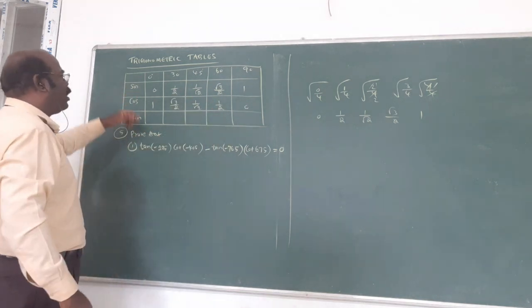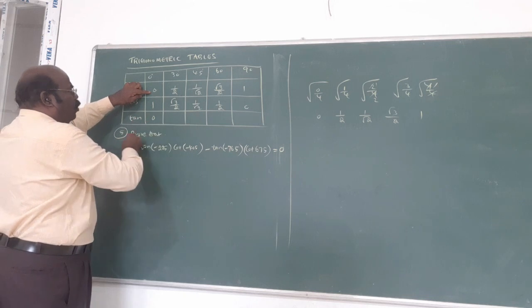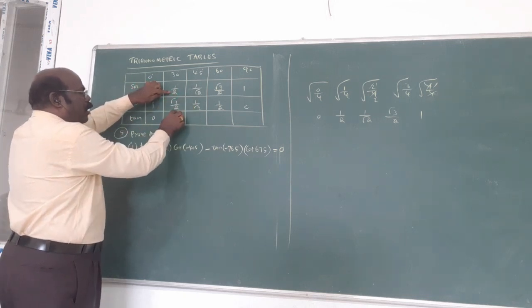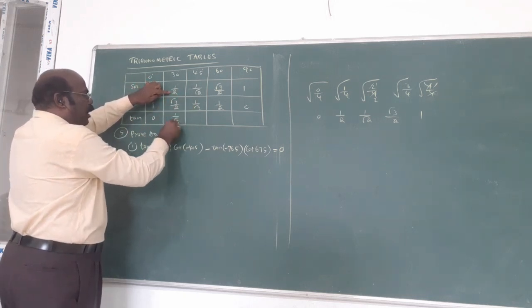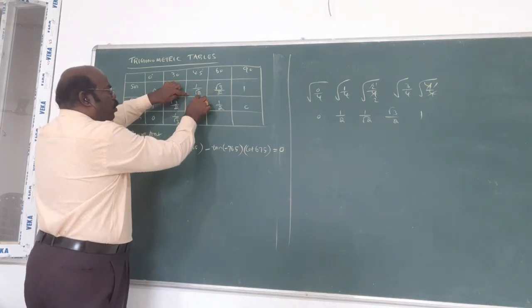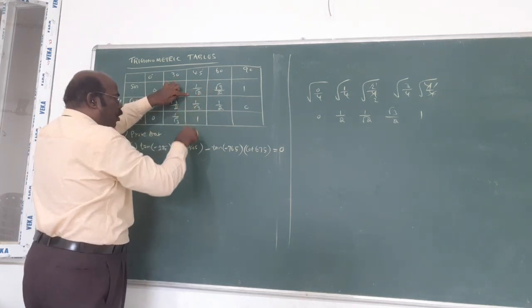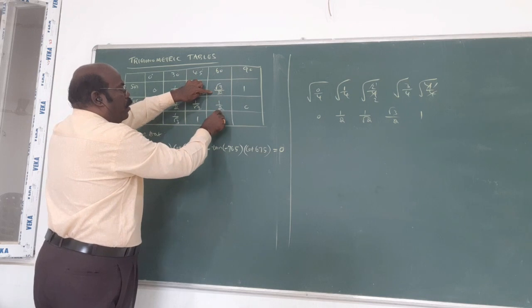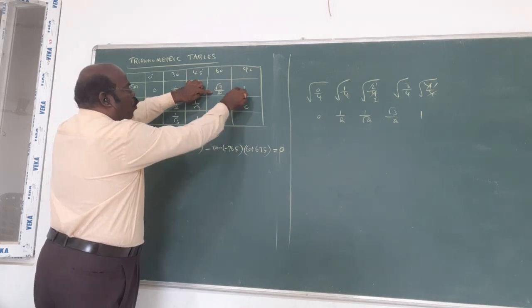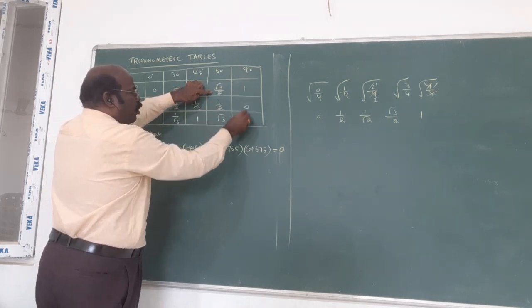Tan means sin by cos, no? 0 by 1 is 0. 1 by 2 divided by root 3 by 2, the 2 cancels, giving 1 by root 3. Okay? 1 by root 2 divided by 1 by root 2, both cancel, giving 1. Root 3 by 2 divided by 1 by 2, the 2 cancels, giving root 3. Then 1 by 0. Any number by 0 is infinity.